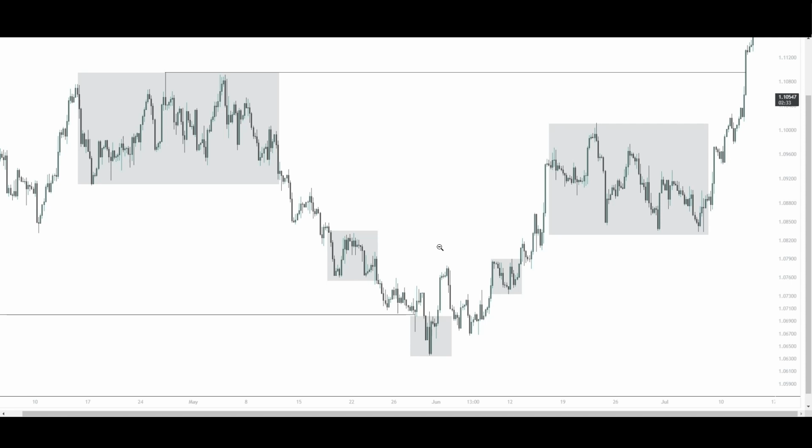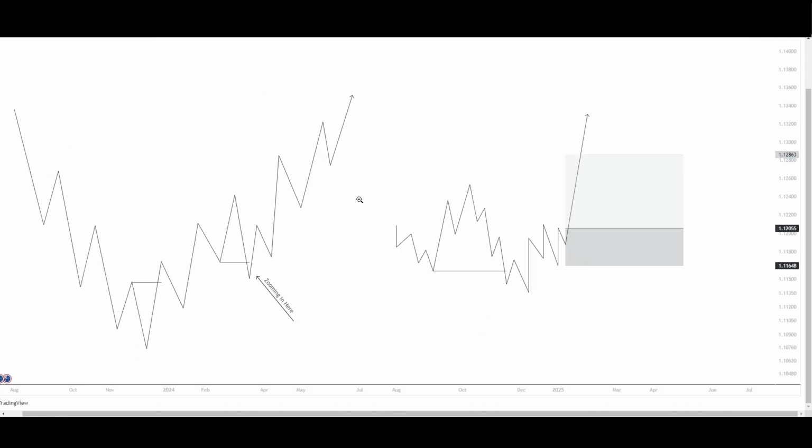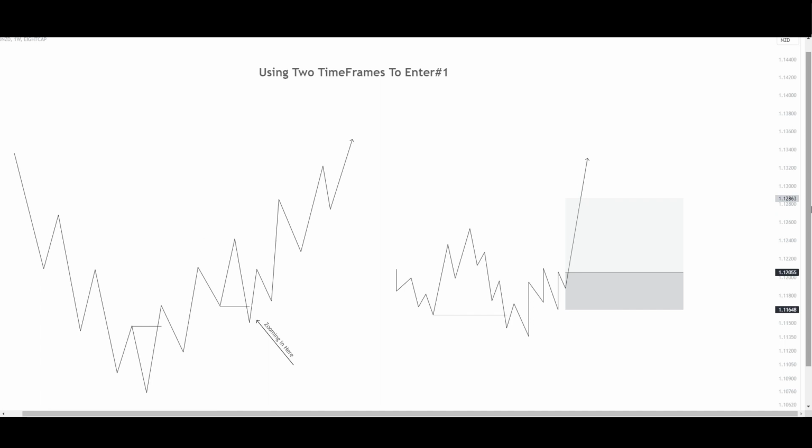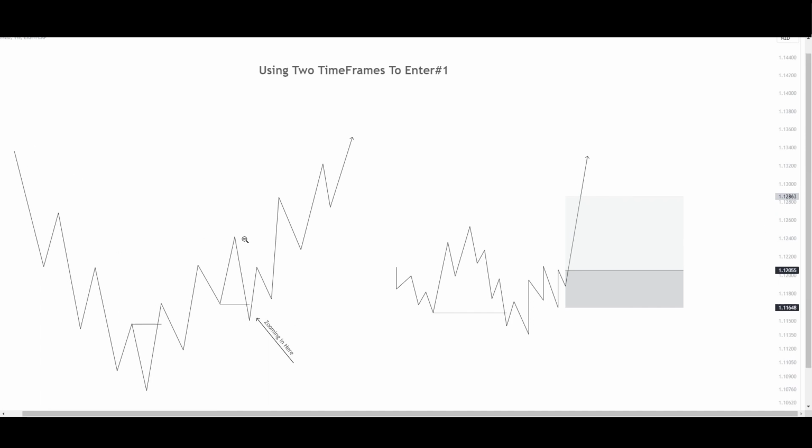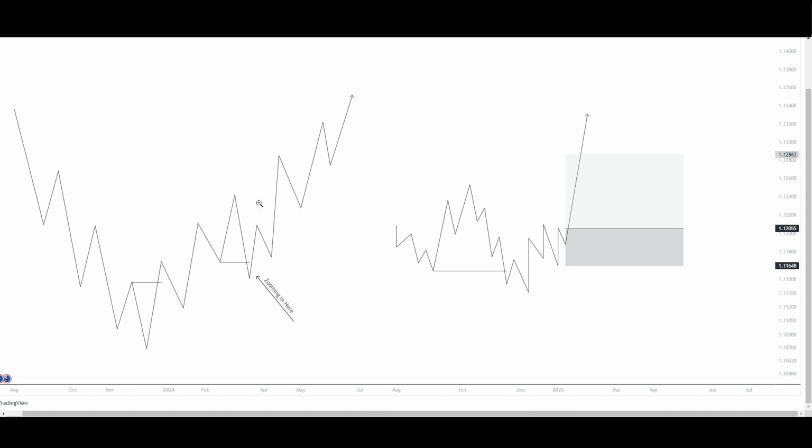Okay, so now let me get into the entry model right here. So this is our entry model. We are basically going to use two time frames to enter. So let's say we are having a market maker buy model, right? Price is going to make a market structure shift. We have a clear draw on liquidity above, which is going to be our original consolidation, right? Now this is just an entry model, that's why I didn't draw the original consolidation or anything like that.